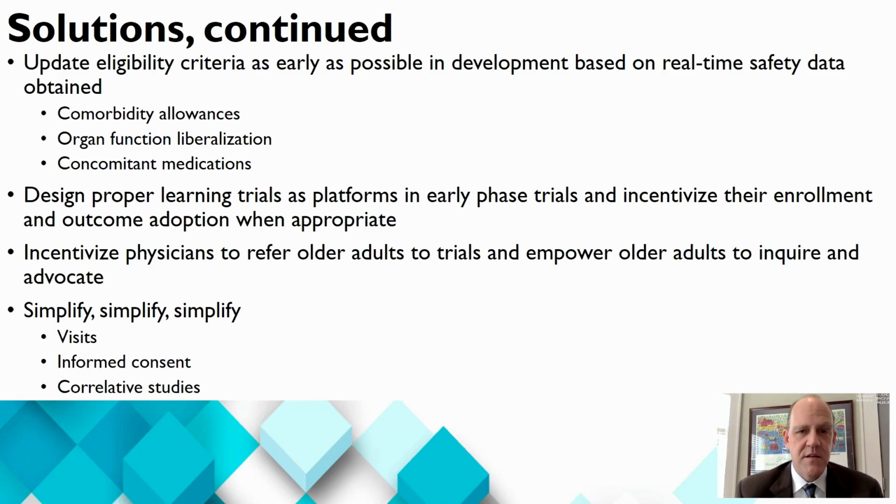And then finally, simplify, simplify, simplify. And that's informed consents, that's visits, that's correlative study schedules, and other things, so that it's easy not only for the older adults, but also for other patients and populations. If you don't need it, don't get it. And that is often, I think, an overlooked aspect of some of the studies that we do. And we have the holy grail of biopsy data and other things. And that's a whole separate workshop on how we really don't get the data we need from biopsy. So we need to think more carefully about the ethics of doing them.